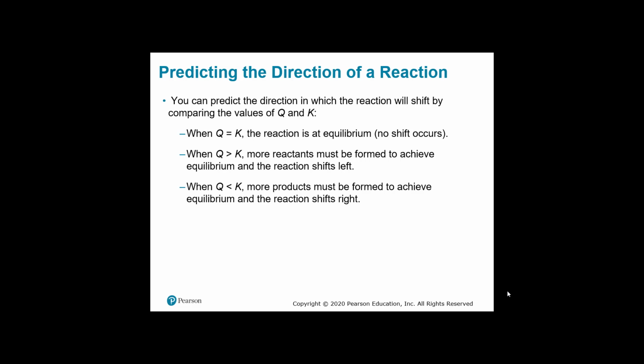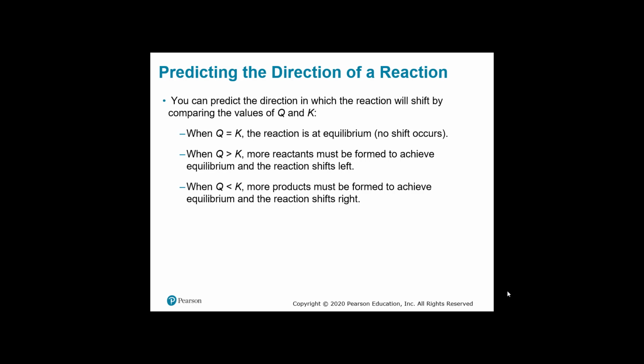When Q is greater than K, more reactants must be formed to achieve equilibrium, and the reaction shifts left. The concentration of the products is too large and that of the reactants is too small, so it has to balance itself out. The reaction achieves equilibrium by forming more reactants, so it proceeds from right to left. Because we know the equilibrium constant value, if Q is too far above it, the reaction shifts to bring it back down closer to the equilibrium constant.